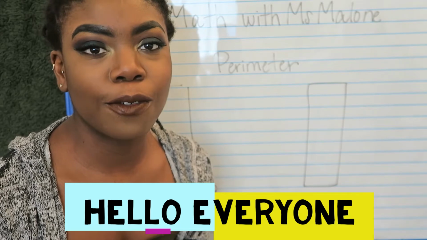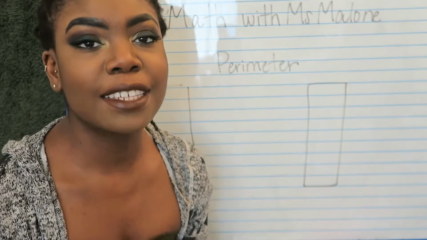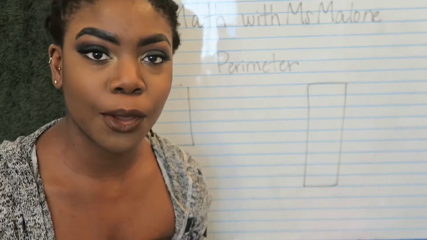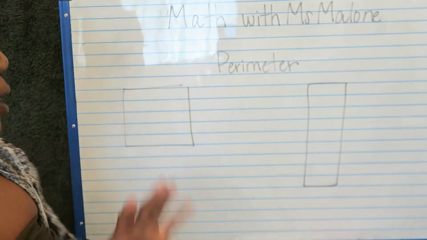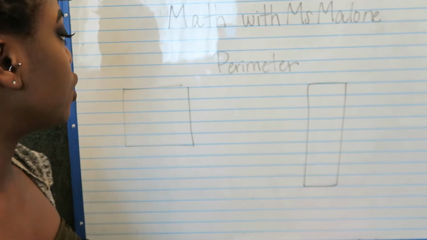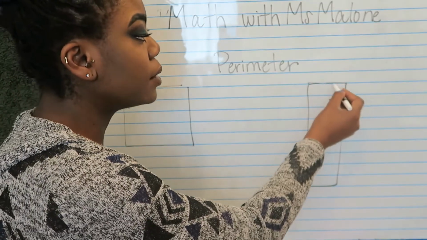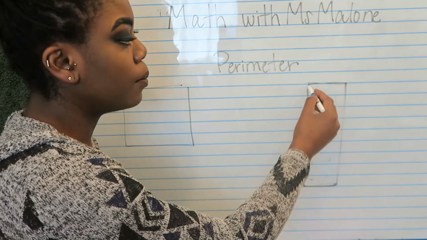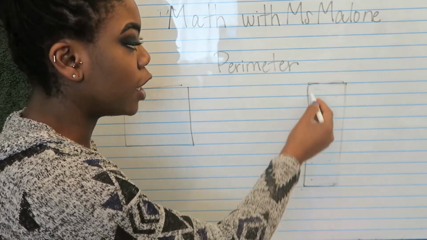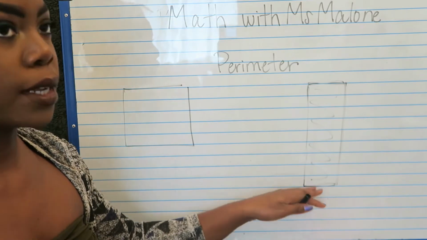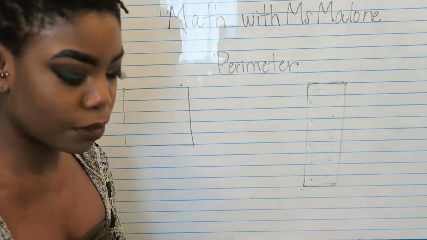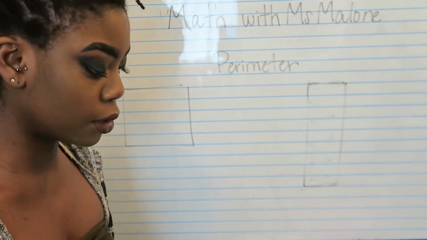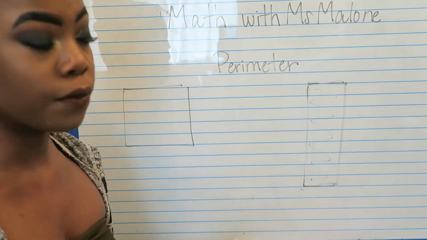Today we're going over perimeter, and it's a continuation of the previous videos from last week. As a short review, perimeter is talking about the outside of the shape, not all the space that's inside, but the outside of the shape. So I have this rectangle right here that we're going to practice with first, just to brush up our memory on what perimeter is, and how we can find the perimeter.